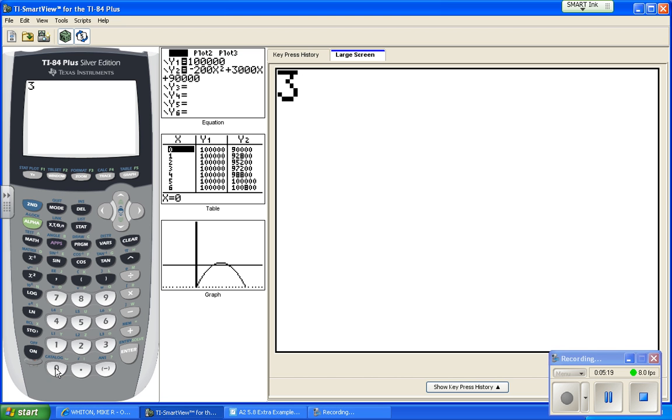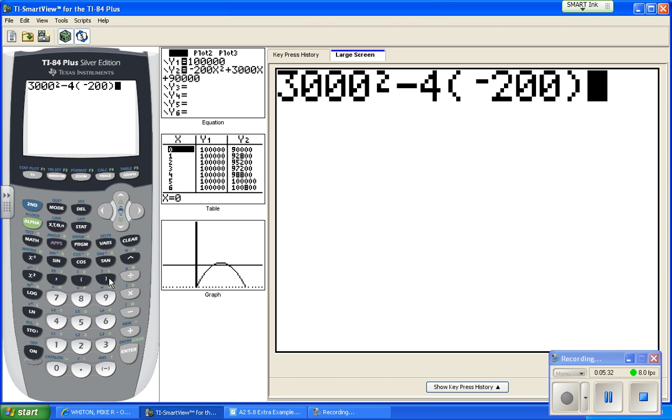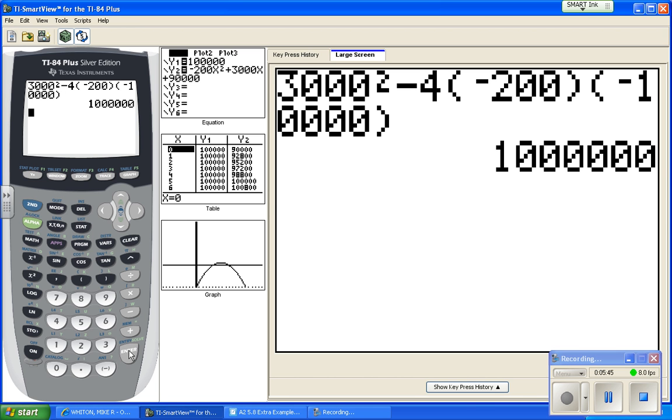All right, let's do the discriminant part. So B, 3,000 squared minus 4 times my A value, which was negative 200, times my C value. Again, we subtracted the 100,000, so the C value is really negative 10,000. Let me make sure we got the right number of zeros everywhere. So my discriminant is actually 1 million, 1 with 6 zeros after it. That's a positive number, so we're going to get some answers here. We're going to actually get 2 distinct answers.